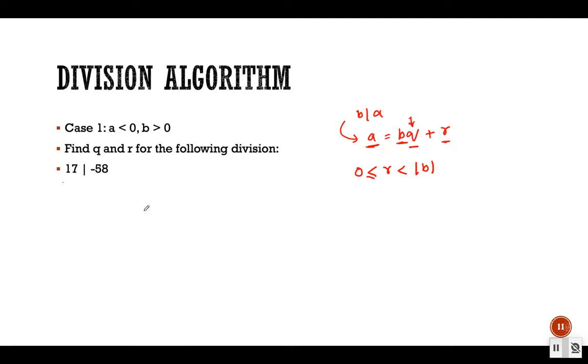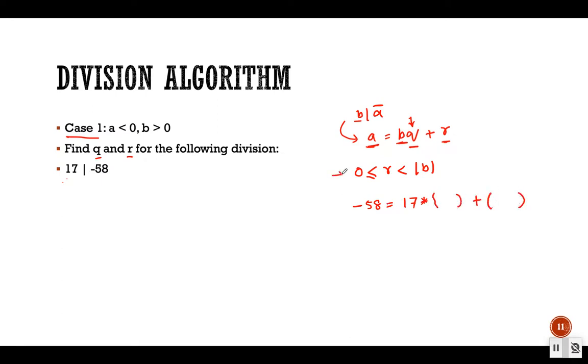All right, so in case 1, we're going to see if the number a is less than 0. A is a negative number, and the divisor b is a positive number. So let's find out. Here we have one example where 17 divides minus 58. We have to find the quotient and r for this division. So we have to represent minus 58 as 17 times one number plus r.